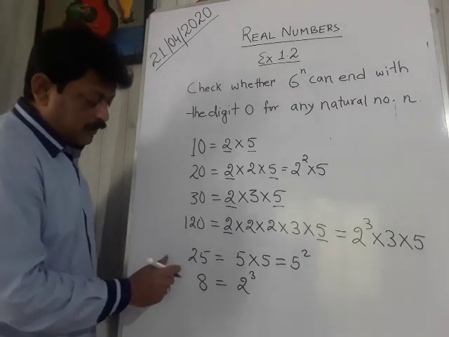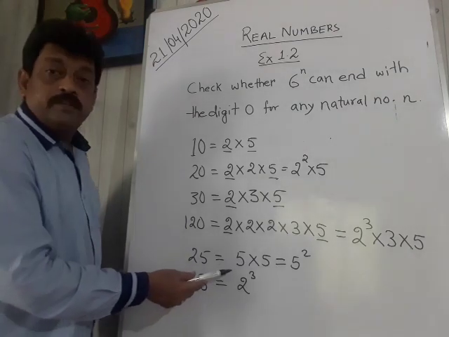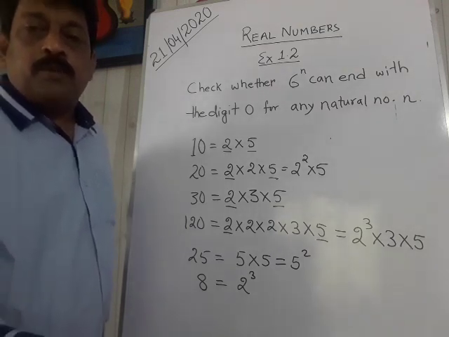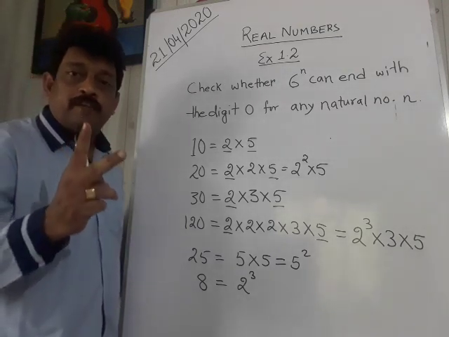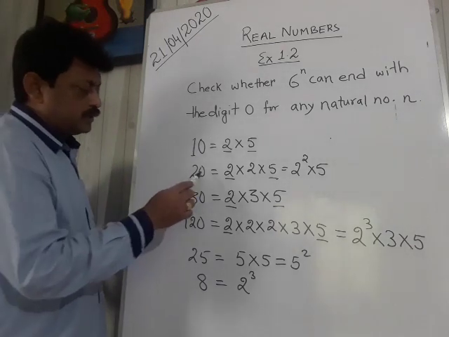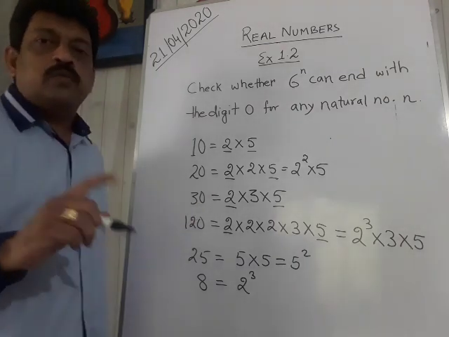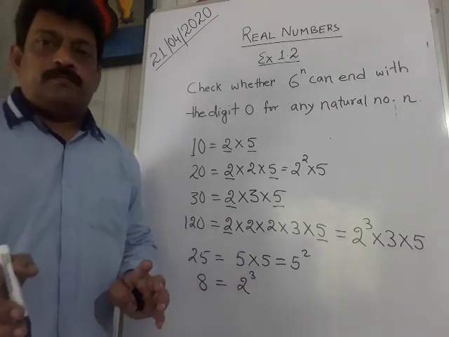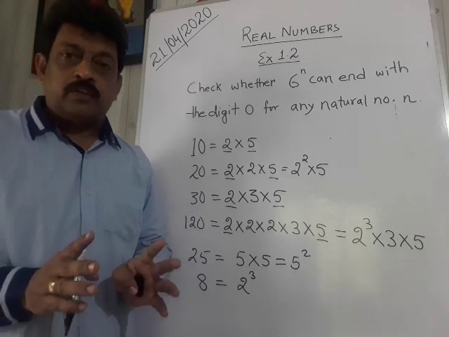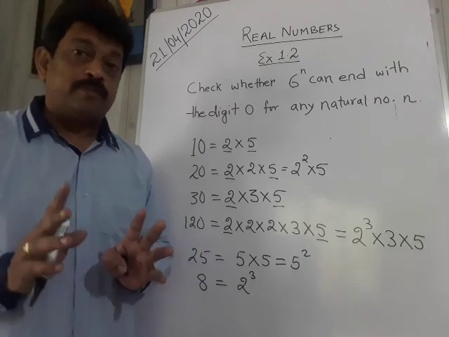So in all these cases where the number does not end with the digit 0, either 5 is there or 2 is there or maybe some other numbers are there, but one 2 and one 5 are not both there. Only those numbers which end with the digit 0 must have at least one 2 and one 5. In other words, if a number has 0 in the unit digit, then it must have 2 and 5 as its prime factors.